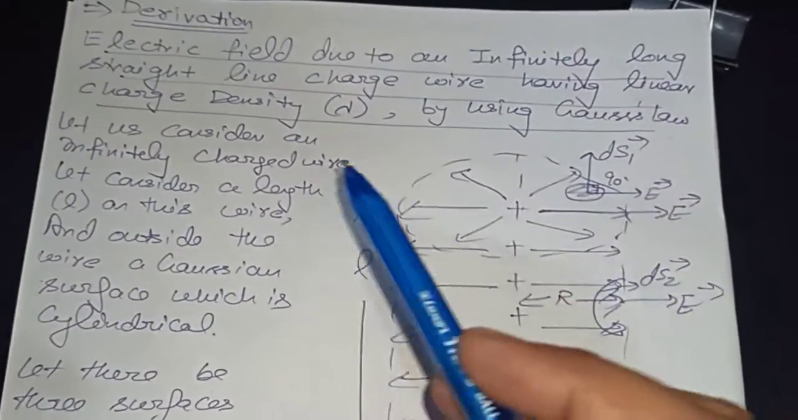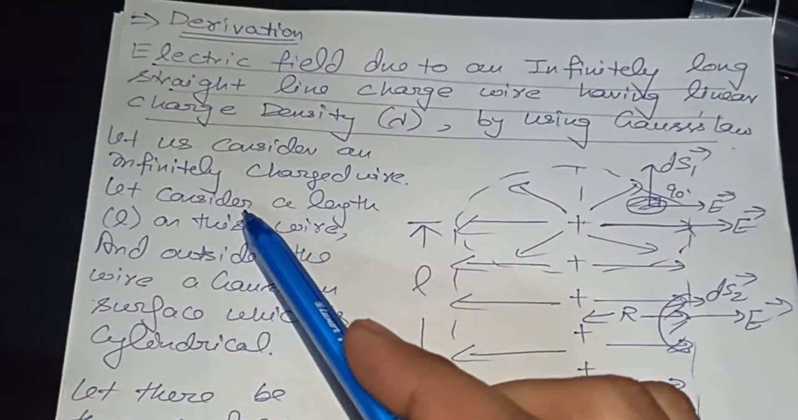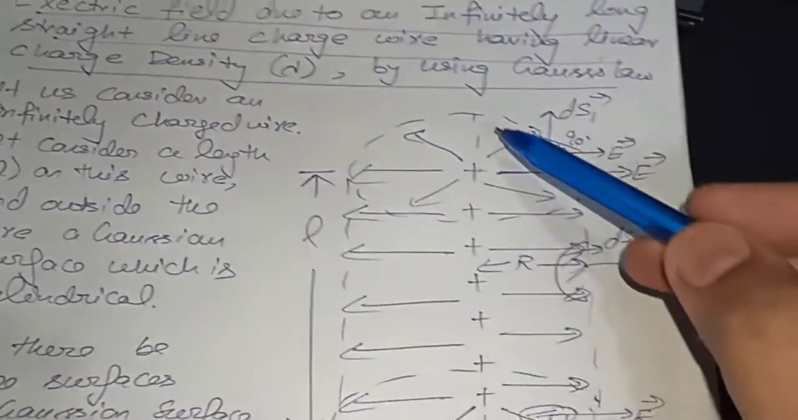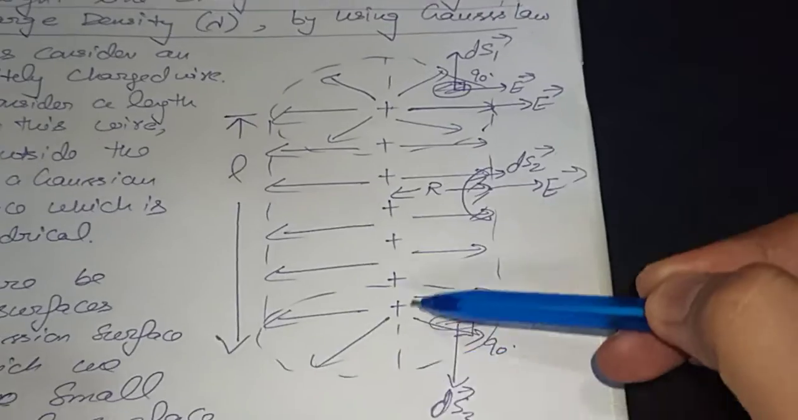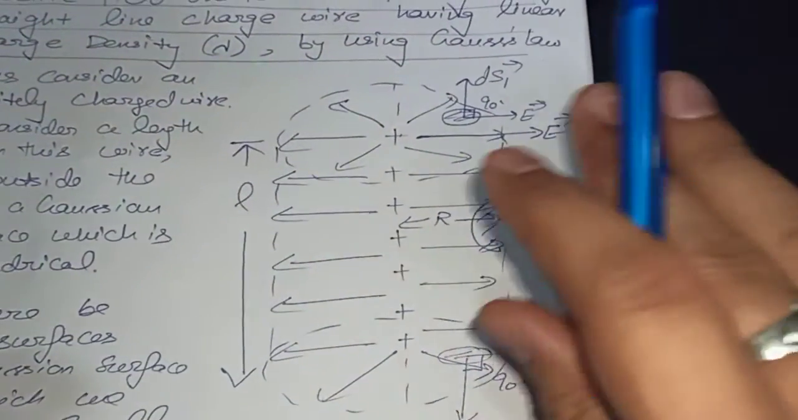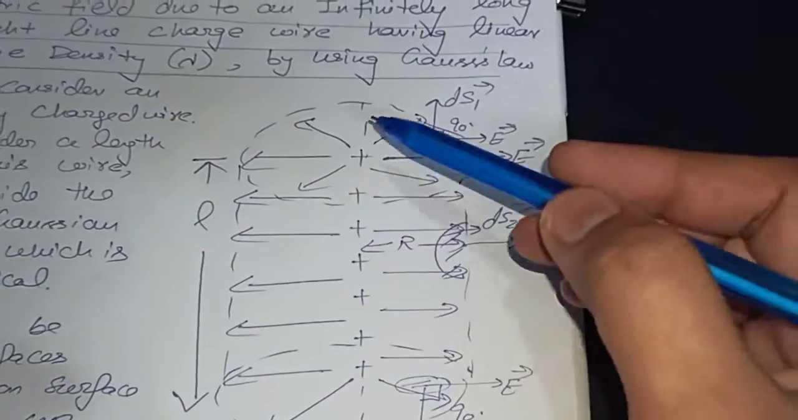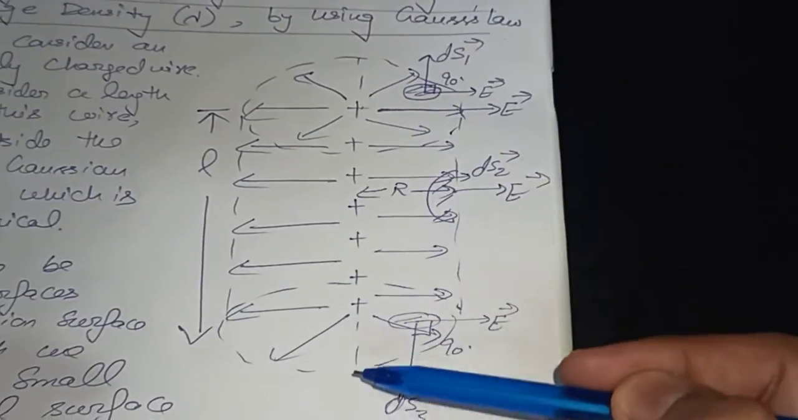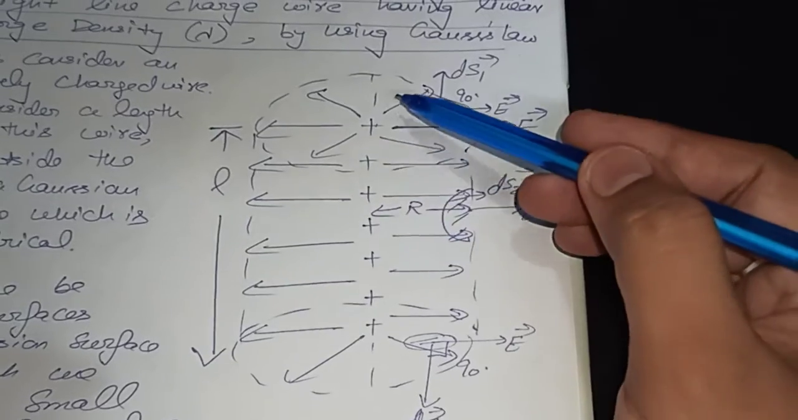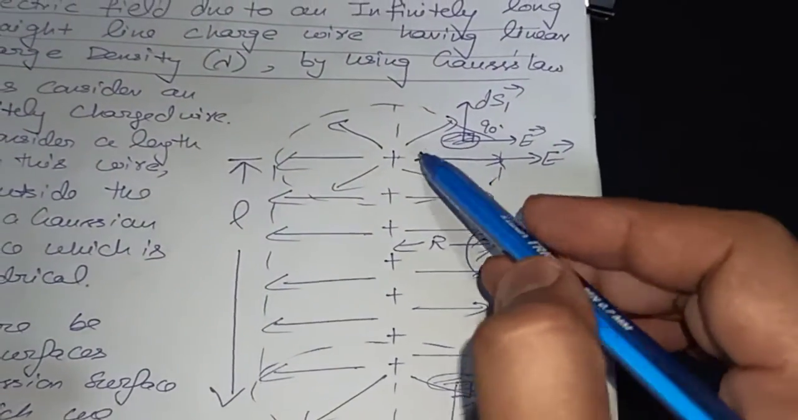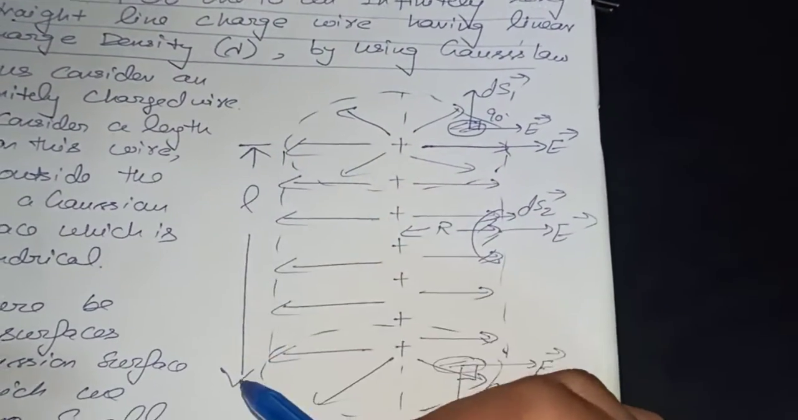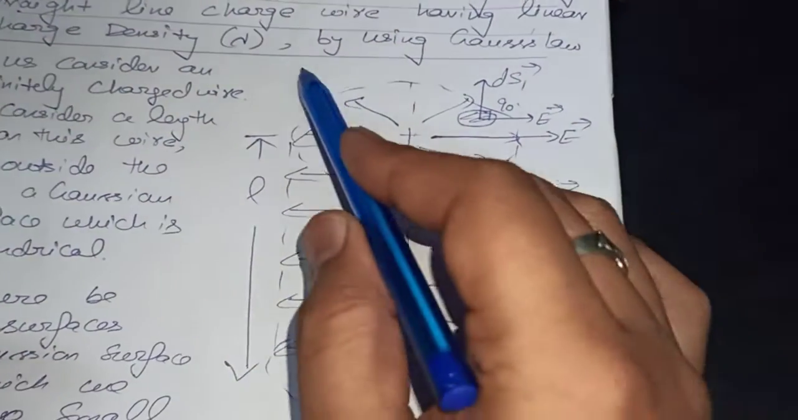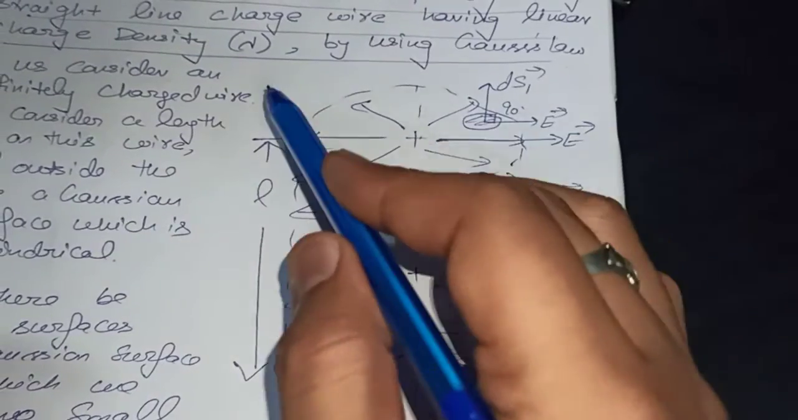Let us suppose we have considered an infinitely long straight charged wire. This is the infinitely long charged straight wire. We cannot show the whole wire, but positive charge is distributed on the line, so it is a line charge wire having linear charge density lambda. Now we have considered a certain length on this wire. This length is L.